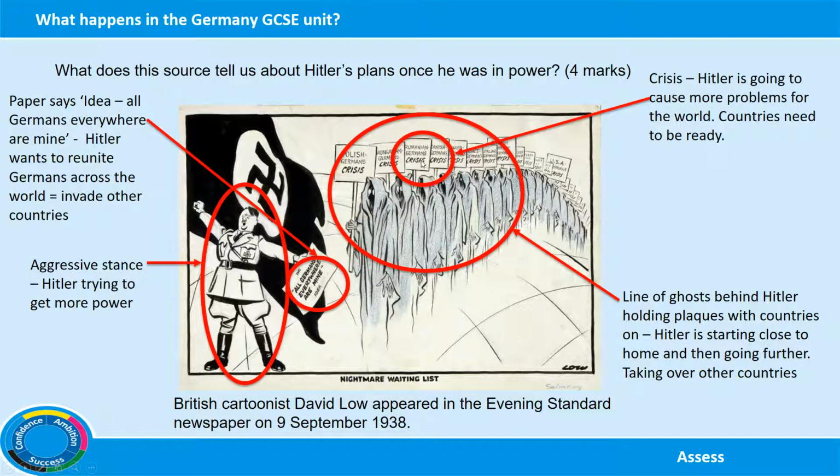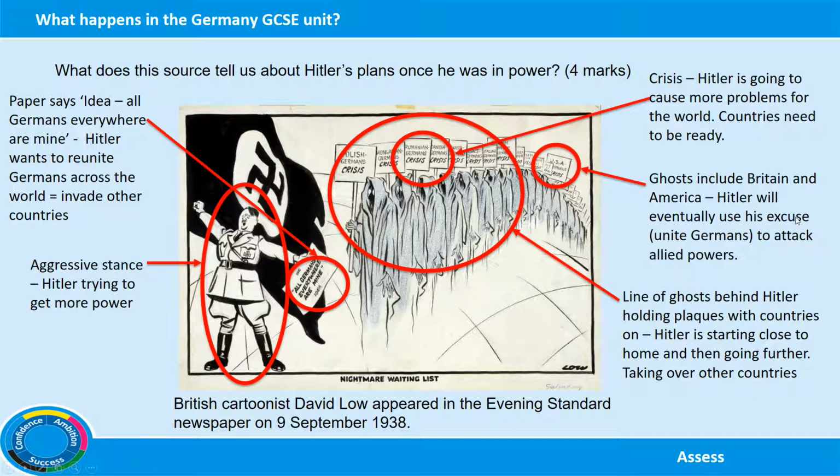We can then see that the signs are labelled "crisis". So David Low is trying to show everyone that Hitler is going to cause more problems for the world. Countries need to be ready. Now, at this time, we've had a policy of appeasement going on, and David Low did quite a few cartoons trying to show politicians that appeasement simply wasn't working. They need to be ready to act because Hitler is not going to stop from appeasement.